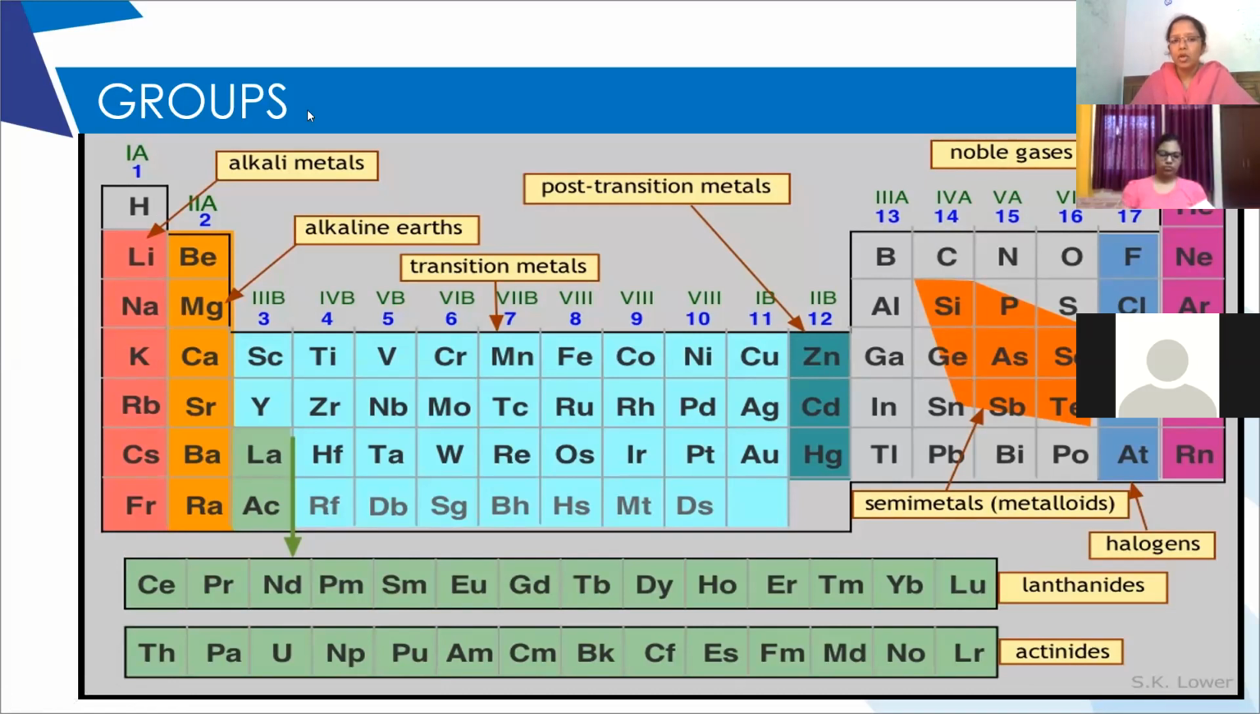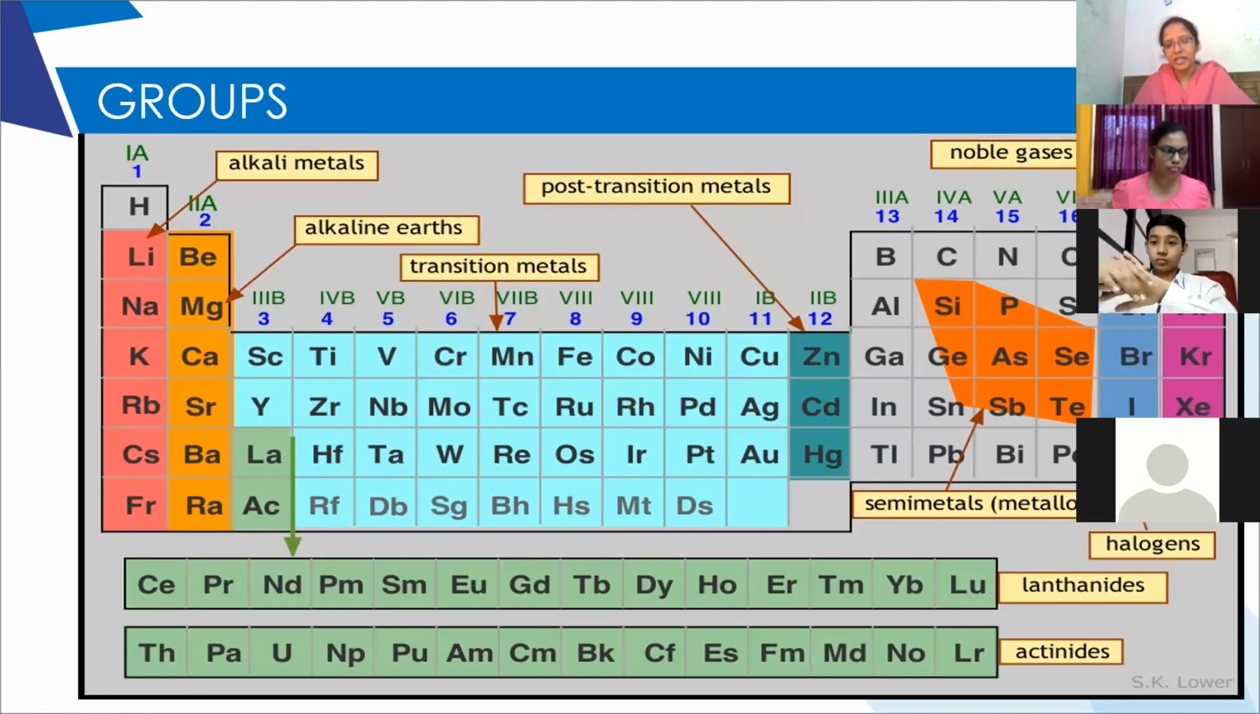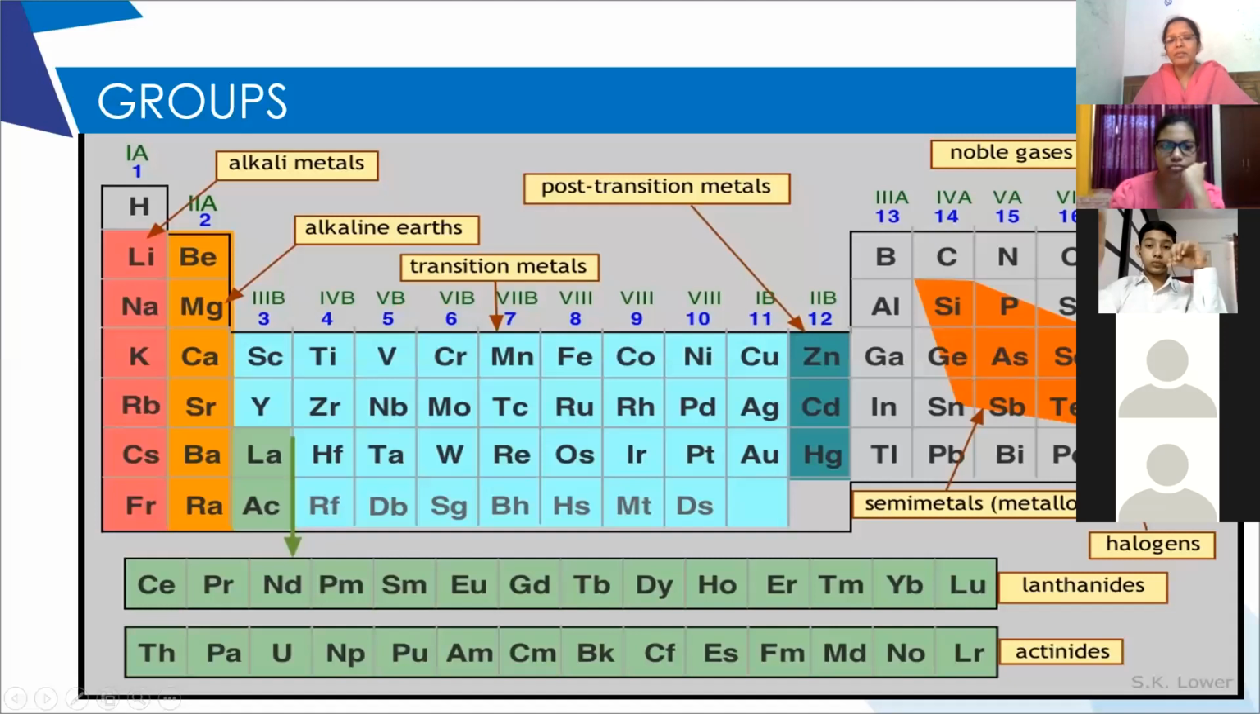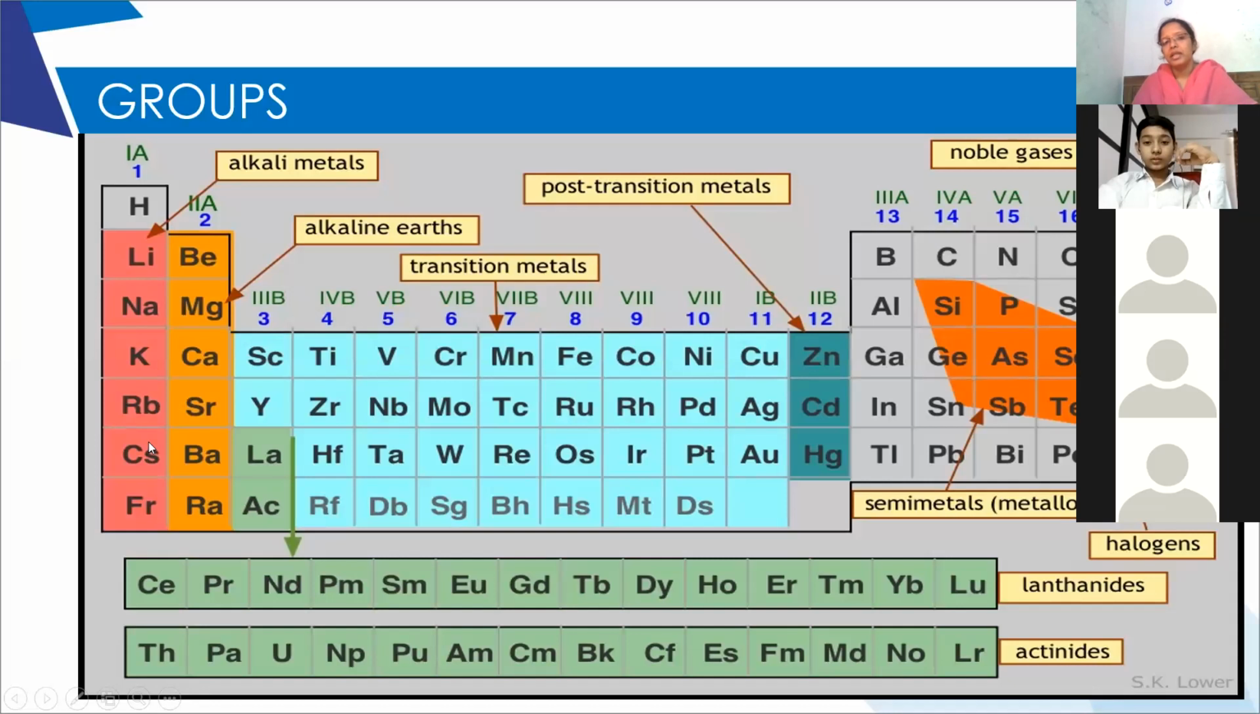So what are the first group elements? Lithium, sodium, what is K? Potassium. Potassium and Rb, rubidium, and Cs, cesium. Lithium, sodium, potassium, rubidium, cesium and francium.